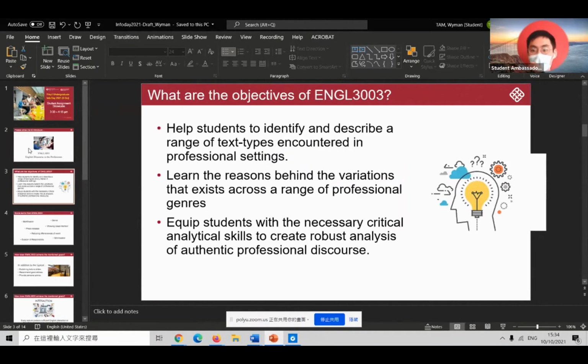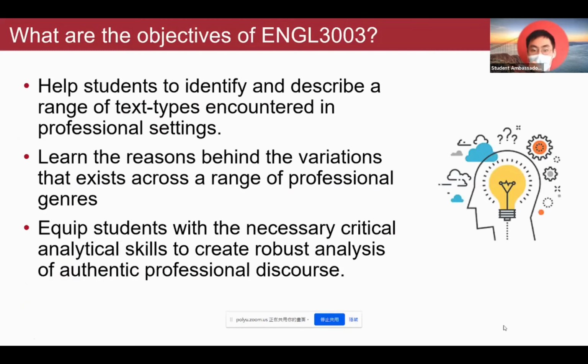So, before I start talking about my assignment inside this subject, please allow me to introduce its objectives. There are three major objectives of the ENGL 3003 course. One, to help students to identify and describe a range of text types encountered in professional settings.